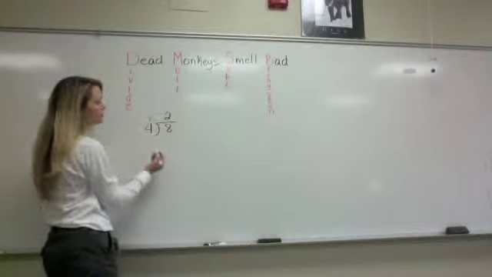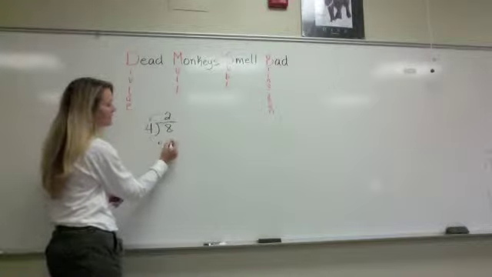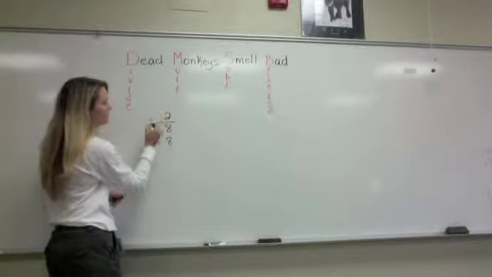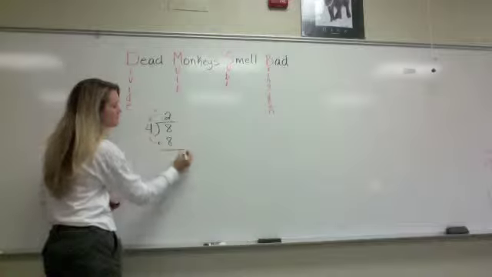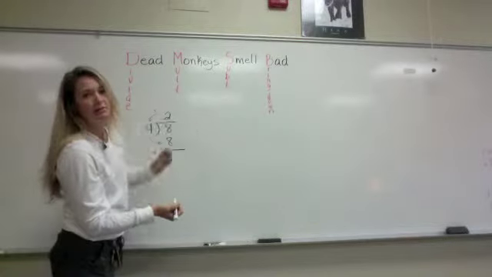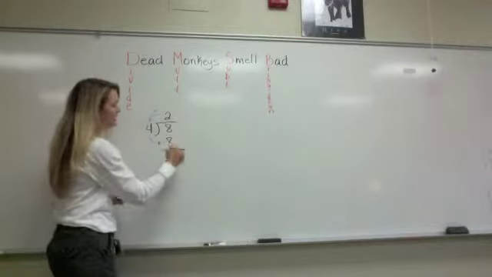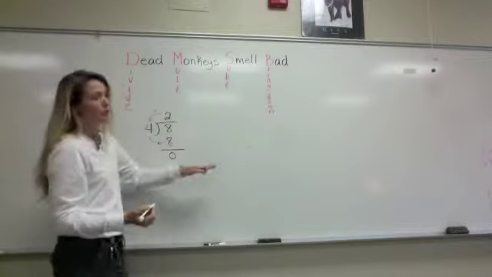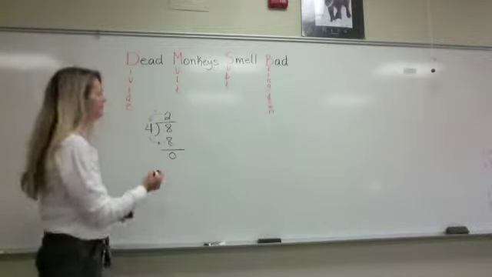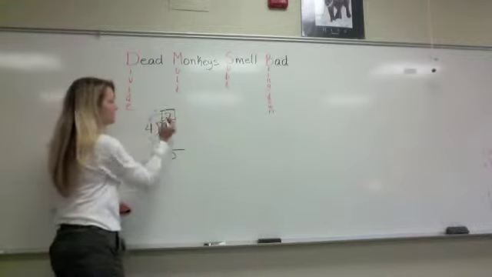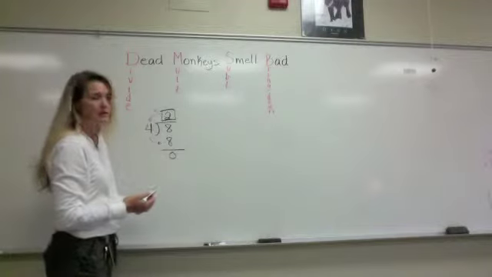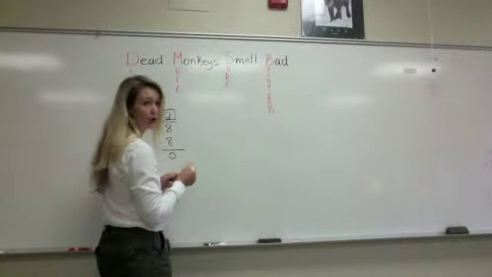2 times 4 is 8. We multiplied. Now we're ready to subtract. 8 minus 8 is 0. We don't need to bring down because we're done. 2 is our final answer. Now let's take a look at something a little harder.